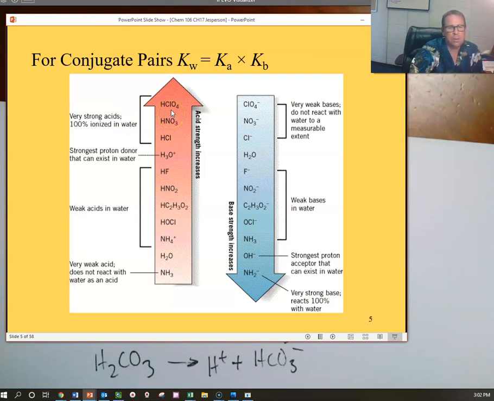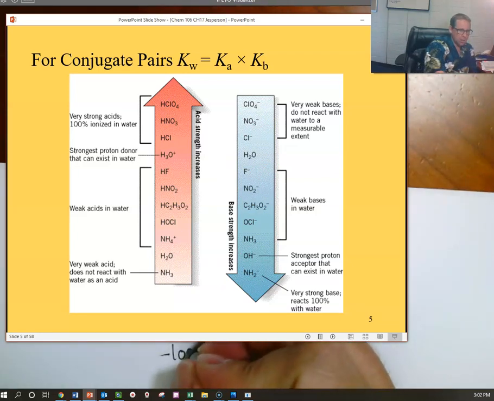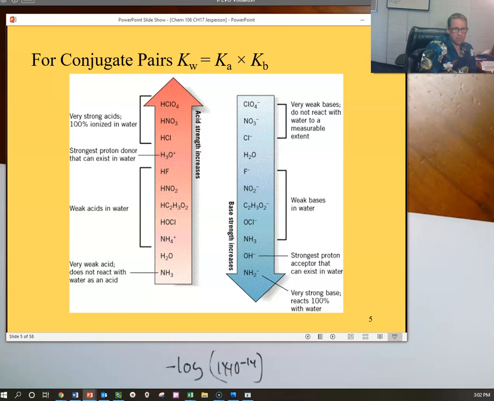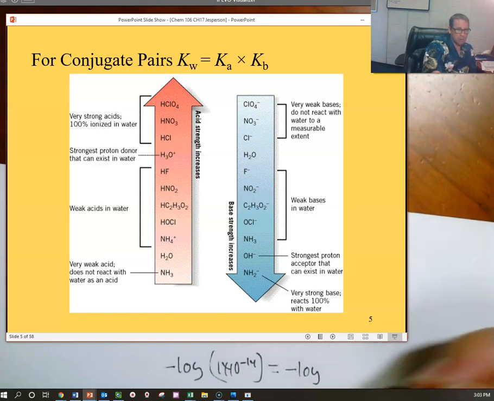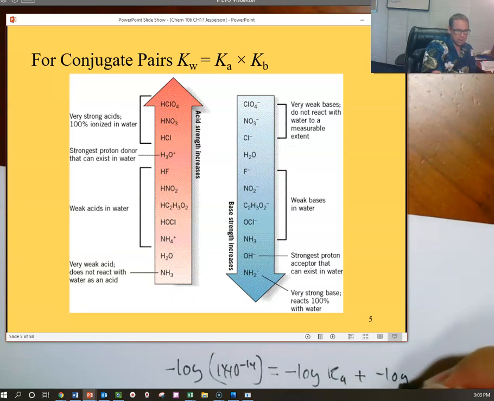This is another reminder. There's a relationship between the strength of the acid and the strength of its conjugate base. If the acid is very strong, the conjugate base is very weak. All right? So because of that, we have another relationship which we can utilize when we need it. And it's that Kw, which is the negative log of 1 times 10 to the minus 14, right? Kw equals the negative log of Ka plus the negative log of Kb.